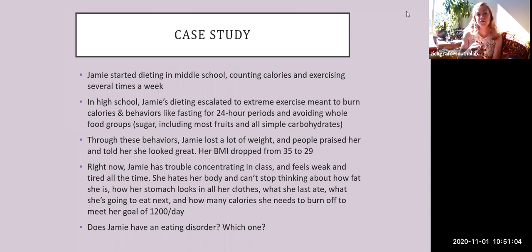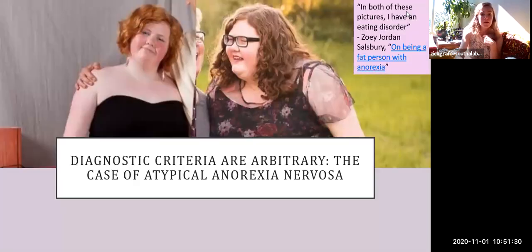So based on this description, think about whether Jamie has an eating disorder, and if so, which one? She's not binging and purging, so she doesn't meet criteria for bulimia nervosa, or obviously binge eating disorder because she's not binging. She has a lot of the physical consequences of anorexia. She's weak and tired. She's really preoccupied with weight and shape, but she's not underweight. In fact, her BMI is in the overweight range.